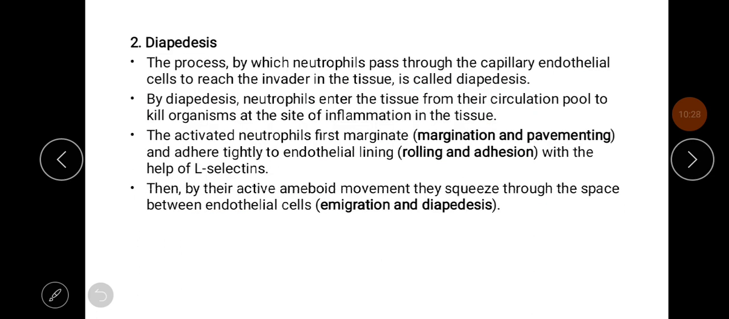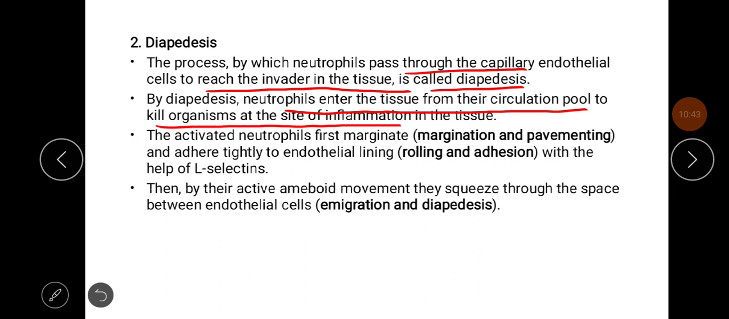Diapedesis is a process by which neutrophils pass through the capillary endothelial cells to reach the invader in the tissue. By diapedesis, neutrophils enter the tissue from their circulation pool to kill the organism at the site of inflammation in the tissue.